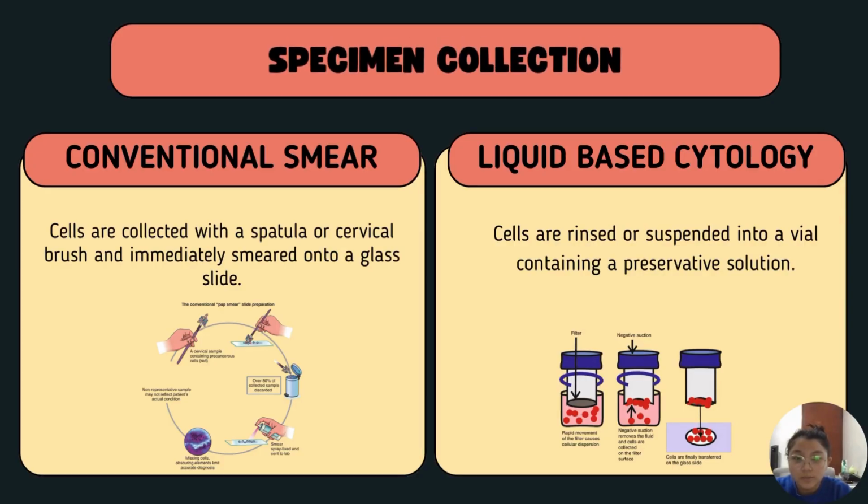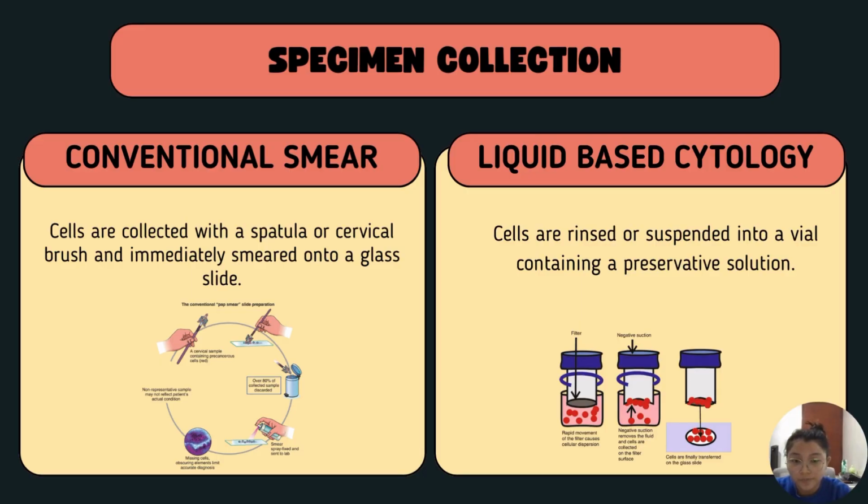Next, let's discuss specimen collection. Accurate results rely on proper sampling of the transformation zone where most cervical lesions arise. There are two main methods. First is the conventional smear. Cells are collected using a spatula or cervical brush and immediately smeared onto a glass slide, which is then fixed promptly to preserve morphology. This method is simple and widely used, although blood, mucus, or inflammatory cells can sometimes obscure the sample.